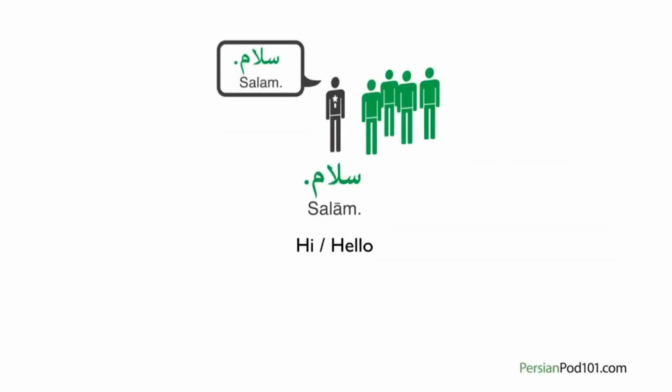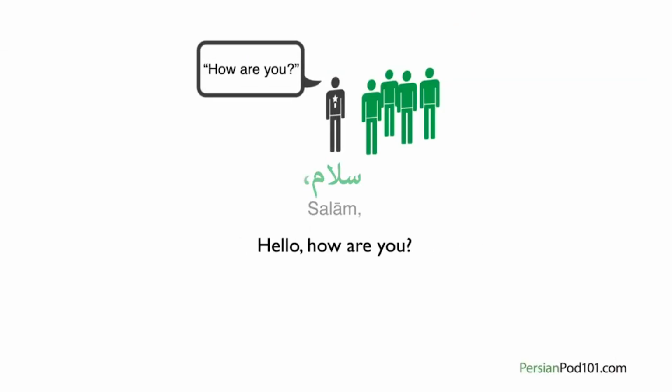After salam, we almost always say, "How are you?" when we greet friends or close relatives. It might seem strange to say it every time, but this is a part of normal everyday conversation in Persian.